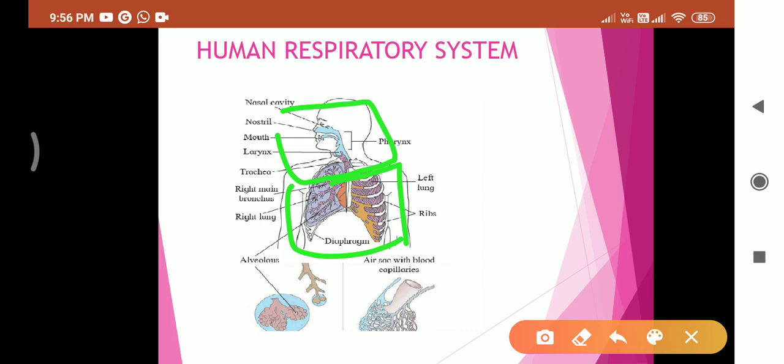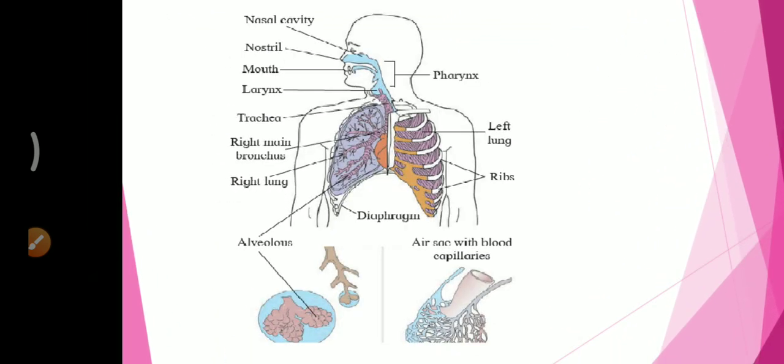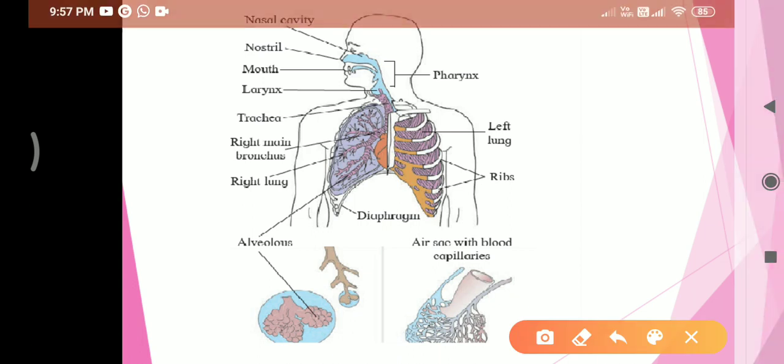And the next one is the lower respiratory system, which includes the larynx, trachea, bronchi and bronchioles, and the lungs. Okay, these are the lower respiratory system organs, right? So in this diagram, how can you understand which part is which? We will start the full detail: how it is present, where it is present, the position of each particular organ.